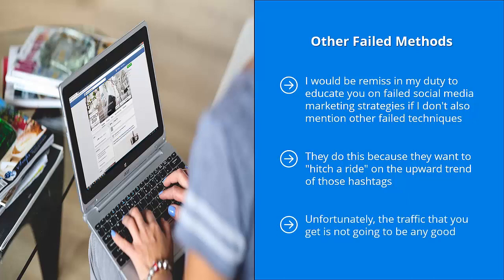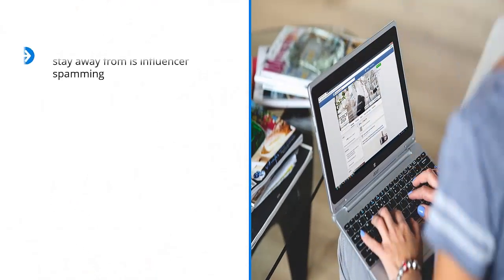Unfortunately, the traffic that you get is not going to be any good. People are looking for specific types of information, and when they see that your content is so obviously unrelated, they're not going to click through. You might even get reported. Another failed method you should stay away from is influencer spamming. There are many influencers in most all niches. If you want to see this in action, go to Facebook or Twitter. There are many specialized pages and specialized Twitter accounts.